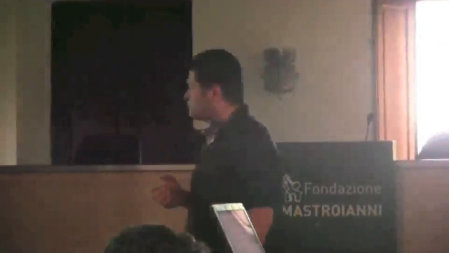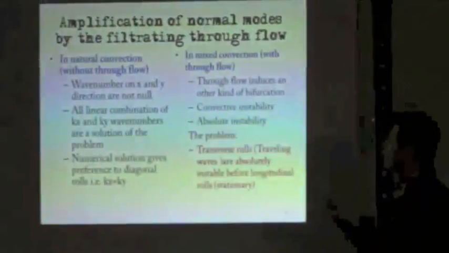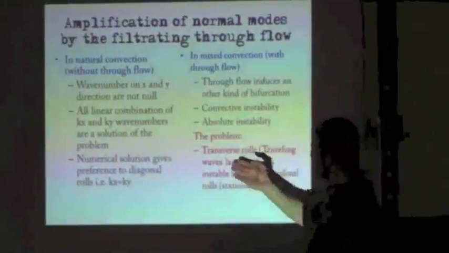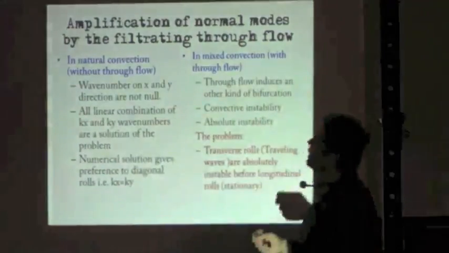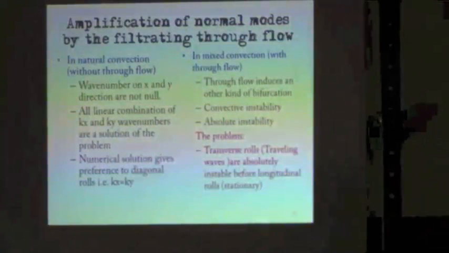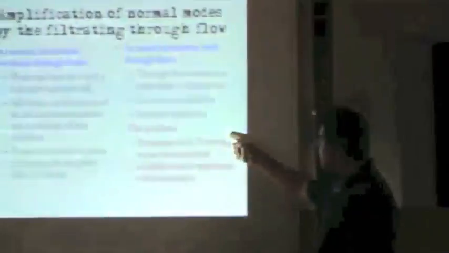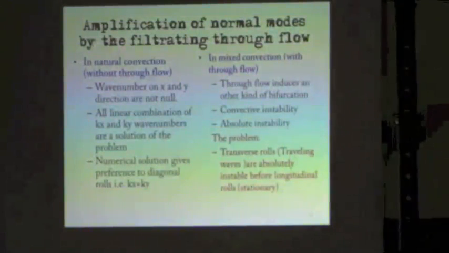The problem: we have transversal rolls and longitudinal rolls. What are transversal rolls? Transversal rolls are rolls with kx, the wave number in the x direction, not null, but ky null. The transversal rolls make traveling waves and are absolutely unstable before longitudinal rolls.